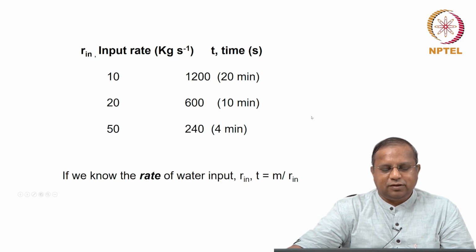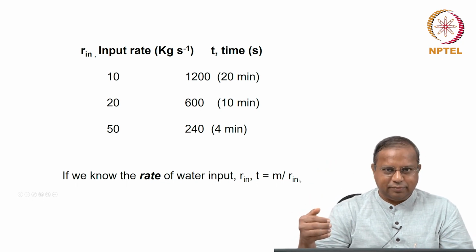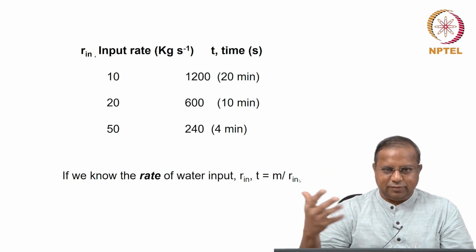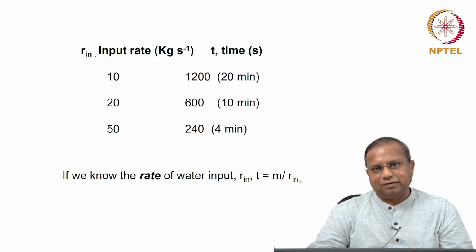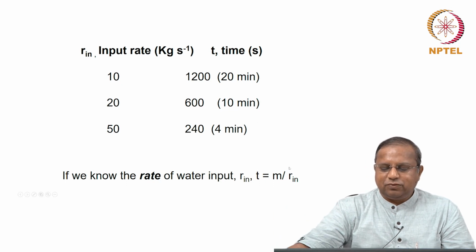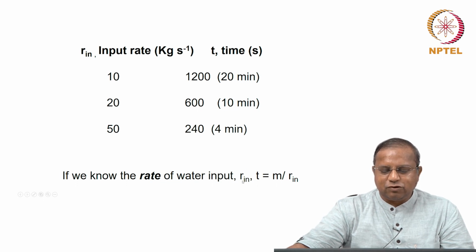Okay. In other words, if we know the rate of input, water input, then the time is nothing but mass per rate, because rate is nothing but mass per time, right? We need the time, therefore that is mass per rate, as simple as that. So once we know the rate, okay, give importance to this or focus on this, the input rate, then we can find out the time.